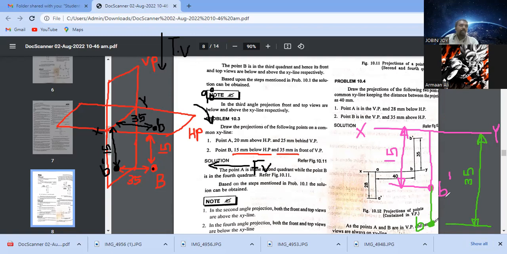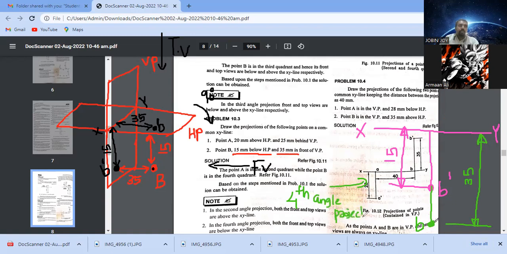Here both the front view and top view will be below the XY line. Why? Because the point B is in the fourth quadrant. So this is called a fourth angle projection.